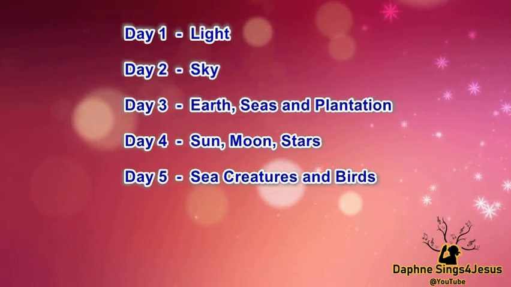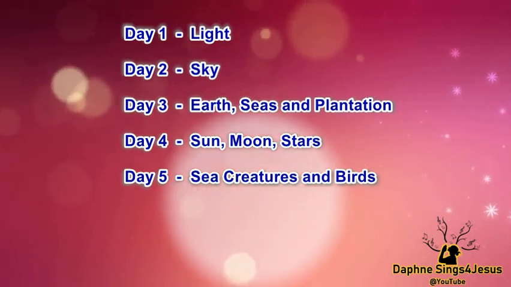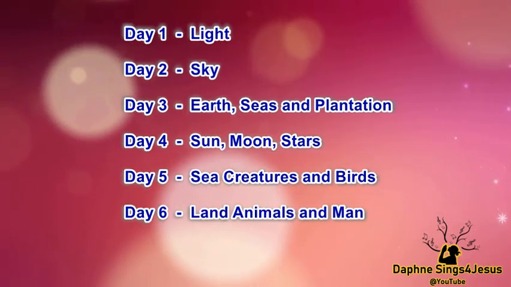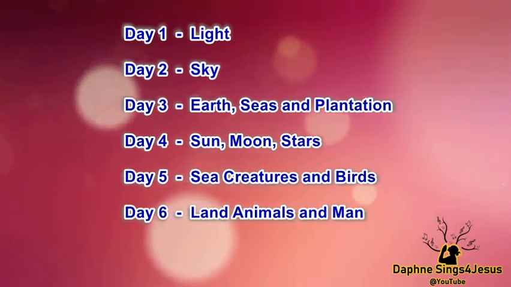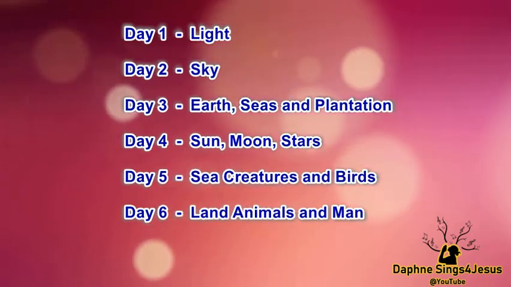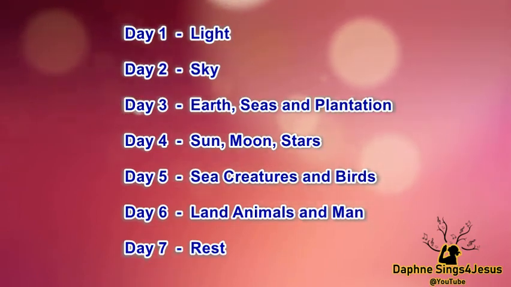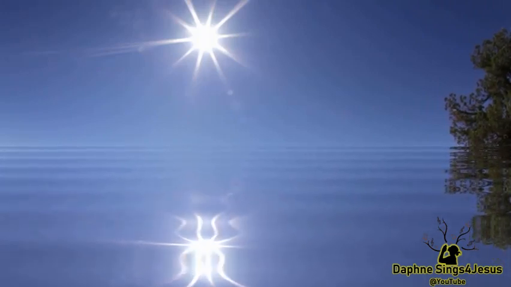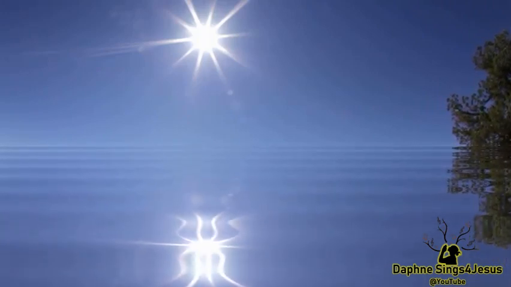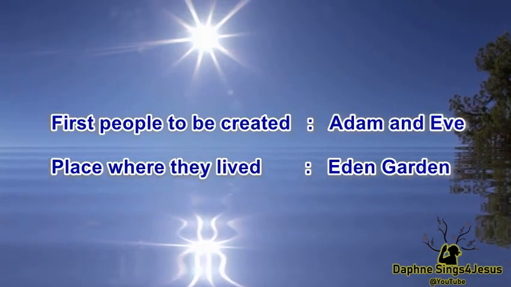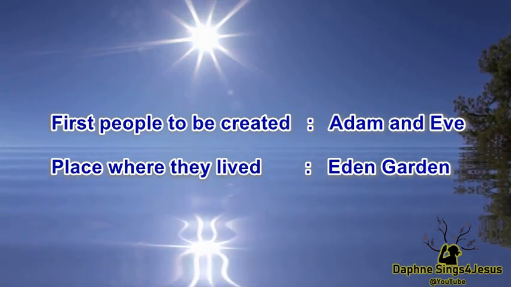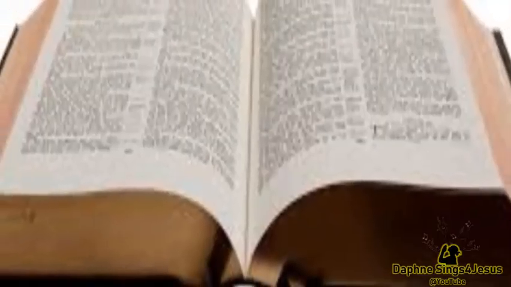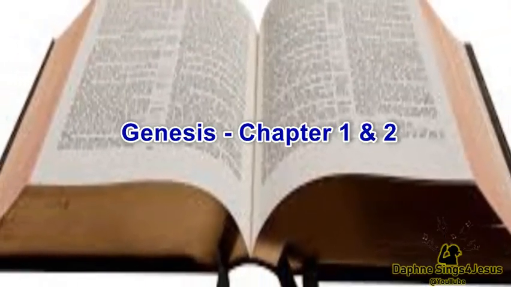On the fifth day, God created sea creatures and birds. On the sixth day, God created land animals and man. On the seventh day, God took rest. My little ones, I'll also tell you what you need to remember about the creation incident. The first people to be created on earth were Adam and Eve. The place where they lived was Eden Garden. The Bible incident that I narrated today is from Genesis chapter 1 and 2.